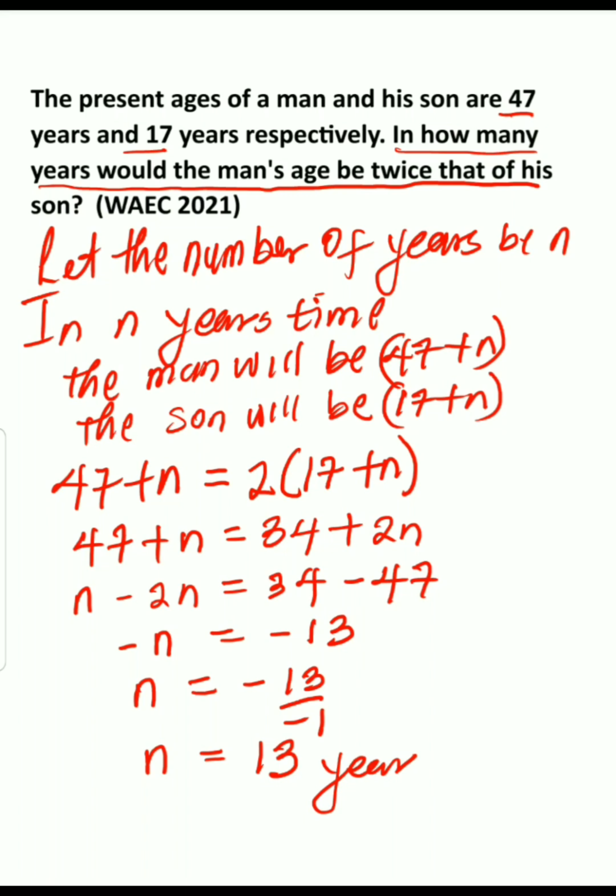And that means in 13 years' time, the man's age right now is 47. And so in 13 years' time, the man will be 47 plus 13, that's 60. In 13 years' time, the son's age right now is 17, so 17 plus 13, that's 30. And you can see that the man's age in 13 years' time is actually 2 times the son's age in 13 years' time.